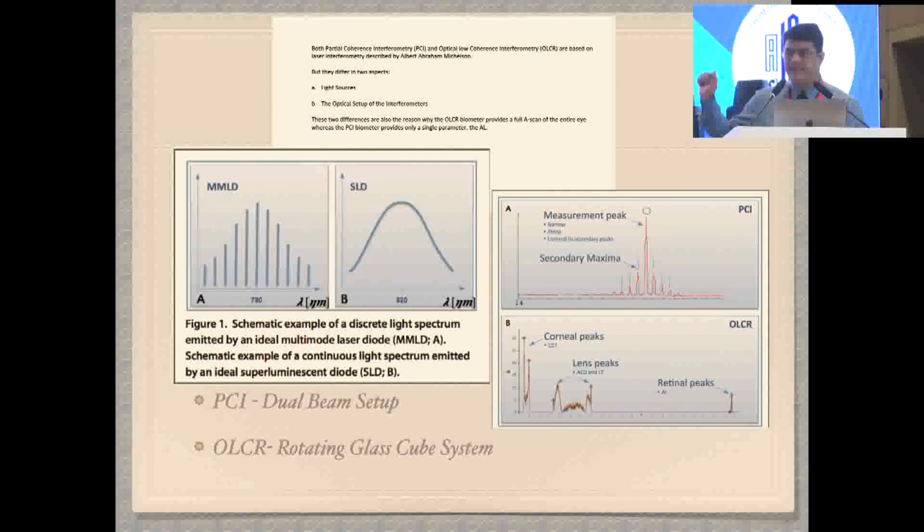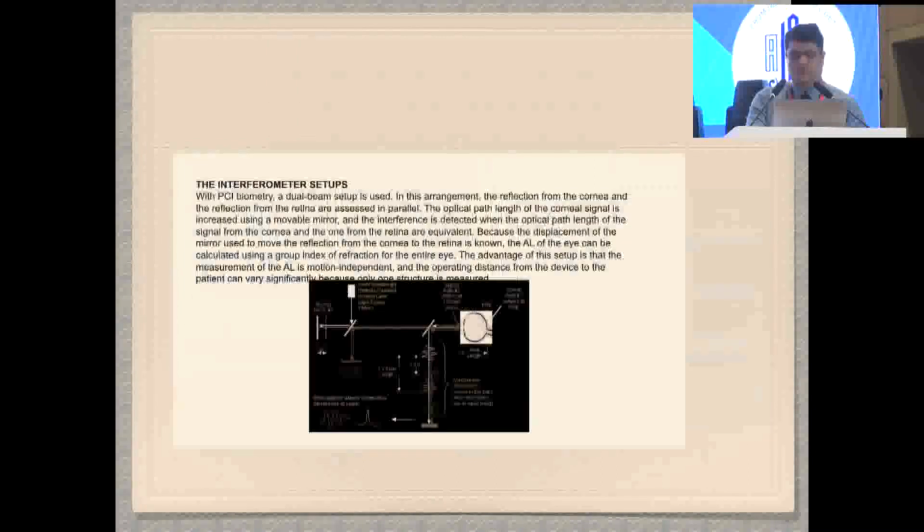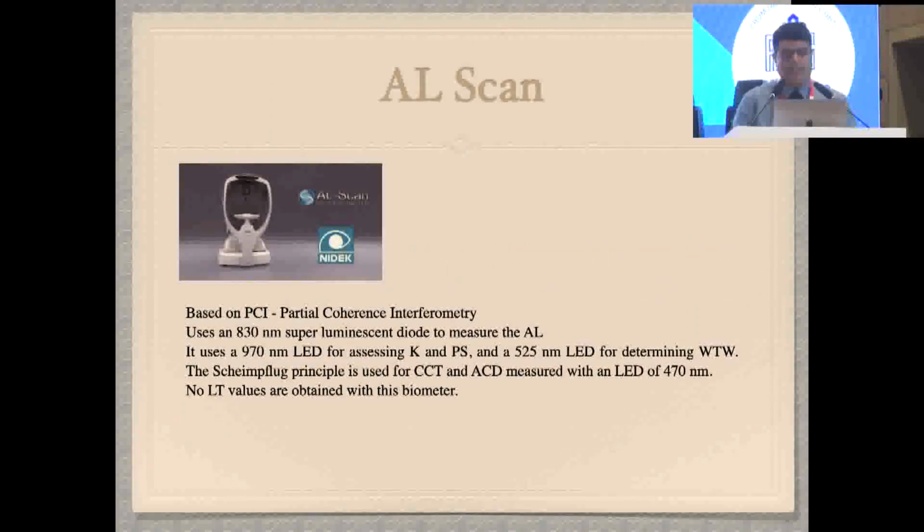The light source used in IOLMaster 500 is the MMLD, a multimodal luminescent diode. It creates a lot of secondary maximal waves. That's why it cannot measure ACD, lens thickness and corneal thickness. Whereas OLCR uses an SLD, so it gives a continuous wave. Secondly, the setup used in the two systems is different. PCI uses a dual beam setup, whereas OLCR uses a rotating glass cube system.